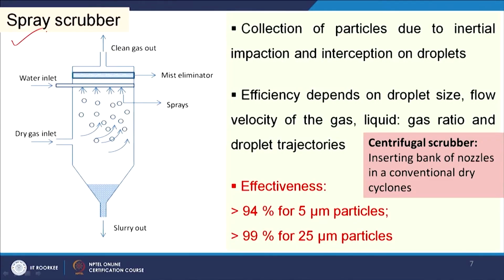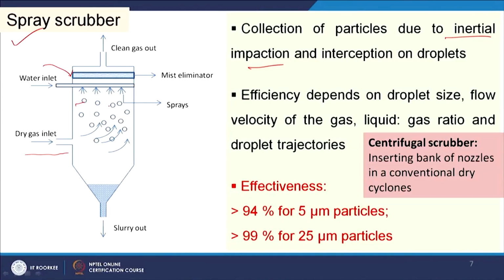High temperature particulate separation is a technology being developed, and extensive research is going on around the globe for this application. Now, by spraying water we can remove the particulates, but there are a number of types of spray systems. This is a spray scrubber. In this spray scrubber, dry gas enters at the bottom and water is injected at the top, and then there is interaction between the droplets and the particulates. The mechanism is inertial impaction and interception on the droplets.